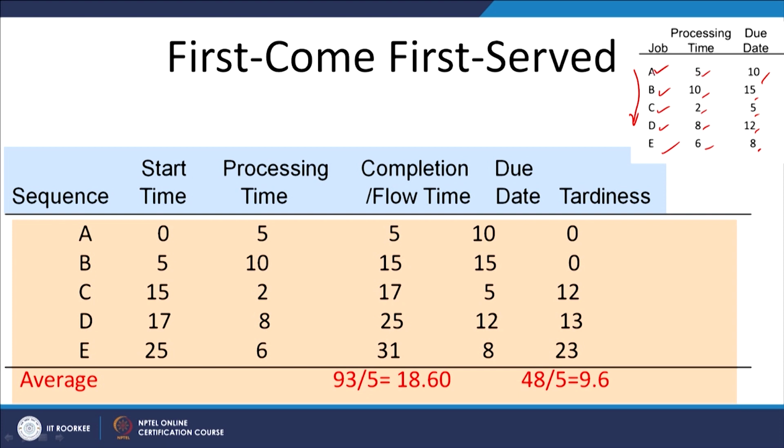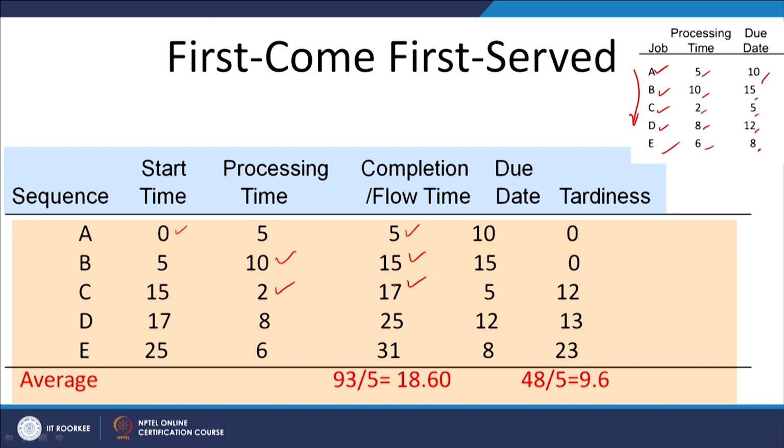So, we are starting the processing of job A. Initially the start time is 0, then the processing time is 5 days, and it will be completed in 5 days. After the completion of job A, we will be starting the next job B. The processing time for job B is 10 days, so it will be completed in 15 days. After 15 days, the next job is C, whose processing time is 2 days, so it will be completed in 17 days.